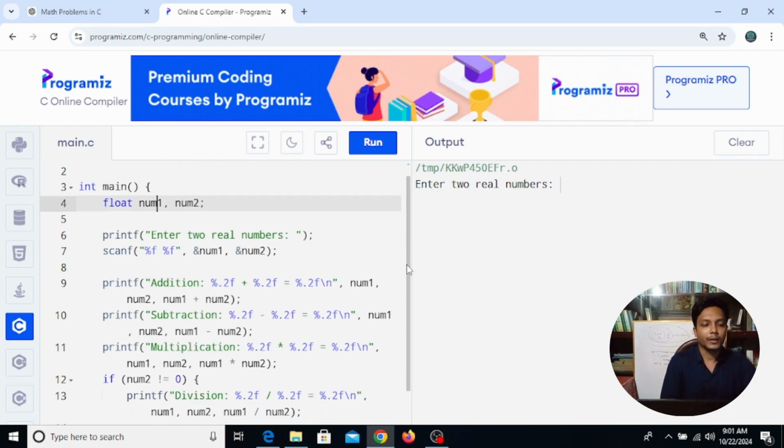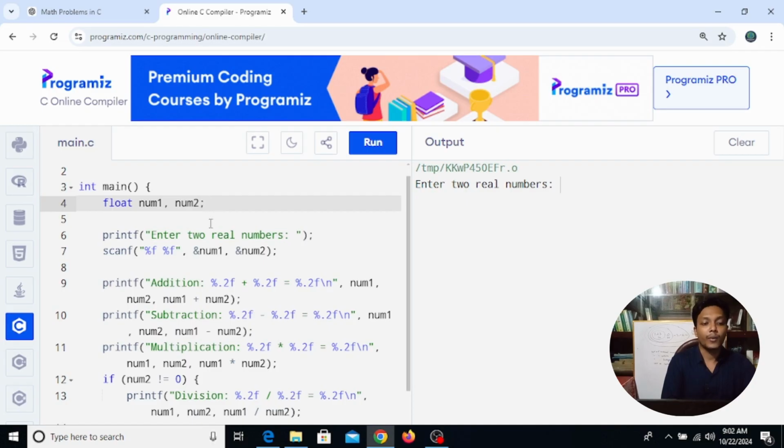A concrete number. Okay, so inside of this function we have two variables, float. So what is float? Float gives you a fractional number. Okay, so a digit with two decimal points. I mean, there will be two digits after the decimal point.